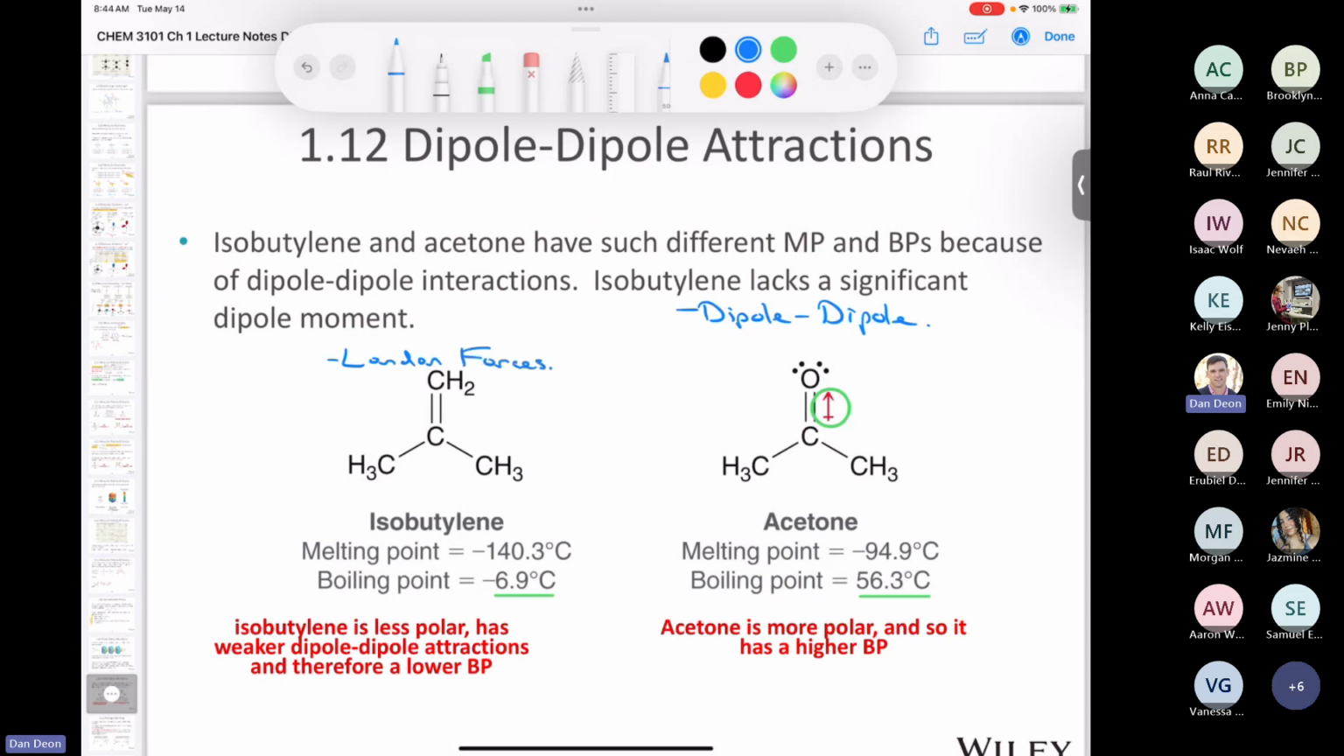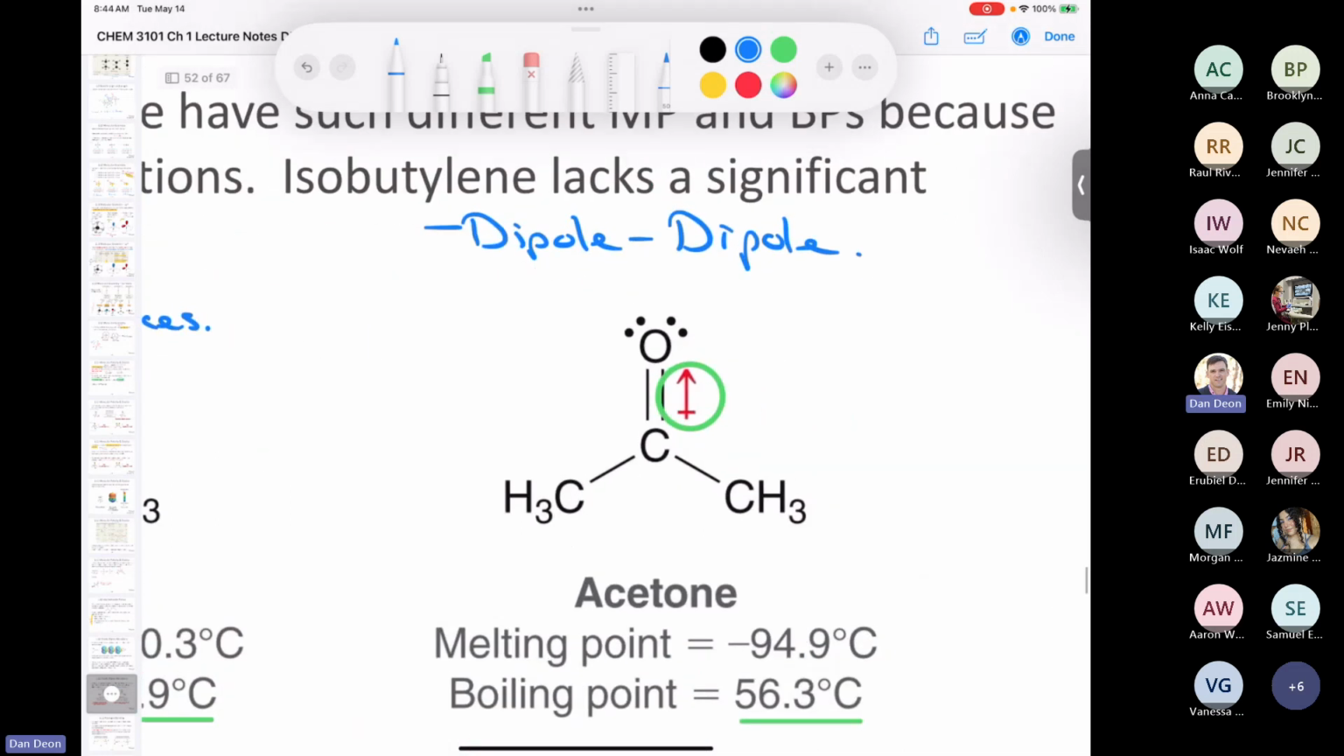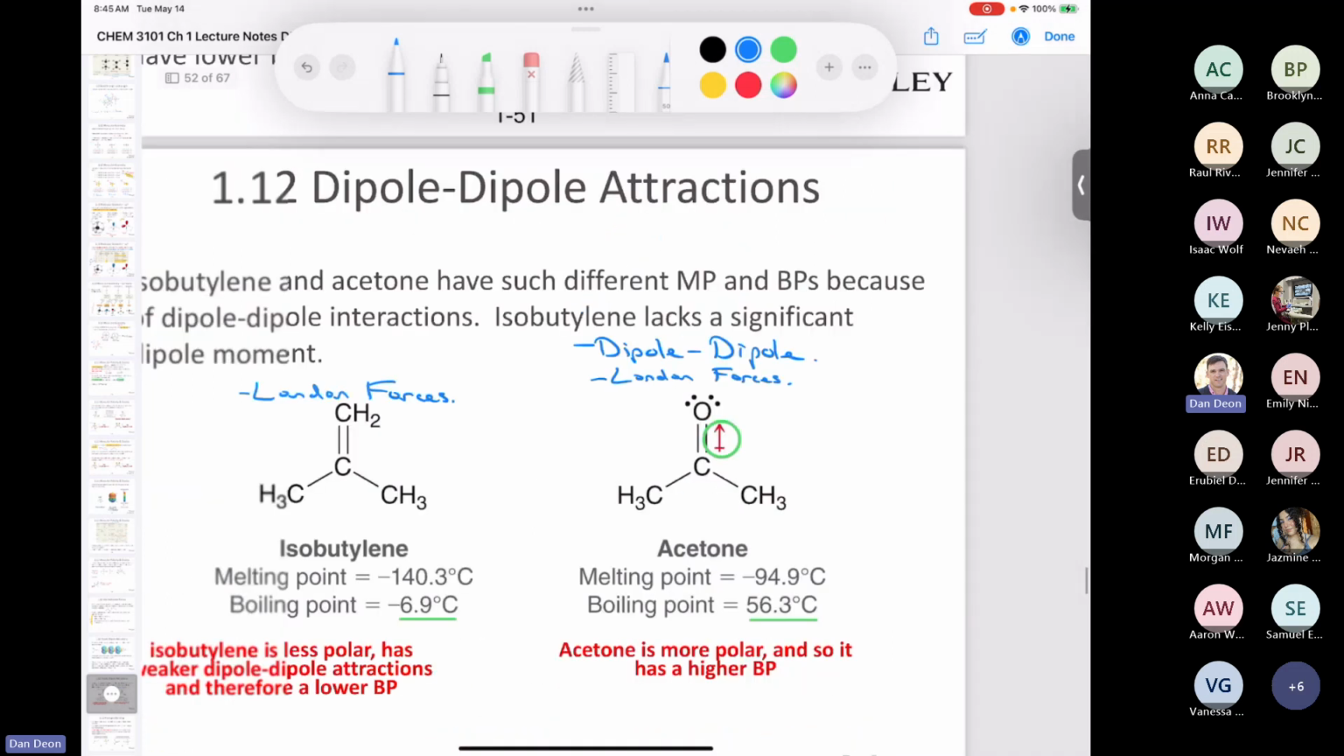Now, I have another question for you. If I go back to the acetone molecule, between two molecules of acetone, do I have London forces as well? Yes, absolutely. You'd still have London forces, but they're not as strong as the dipole-dipole forces. Even water has London forces. Everything has London forces, but it's not the strongest of the forces.